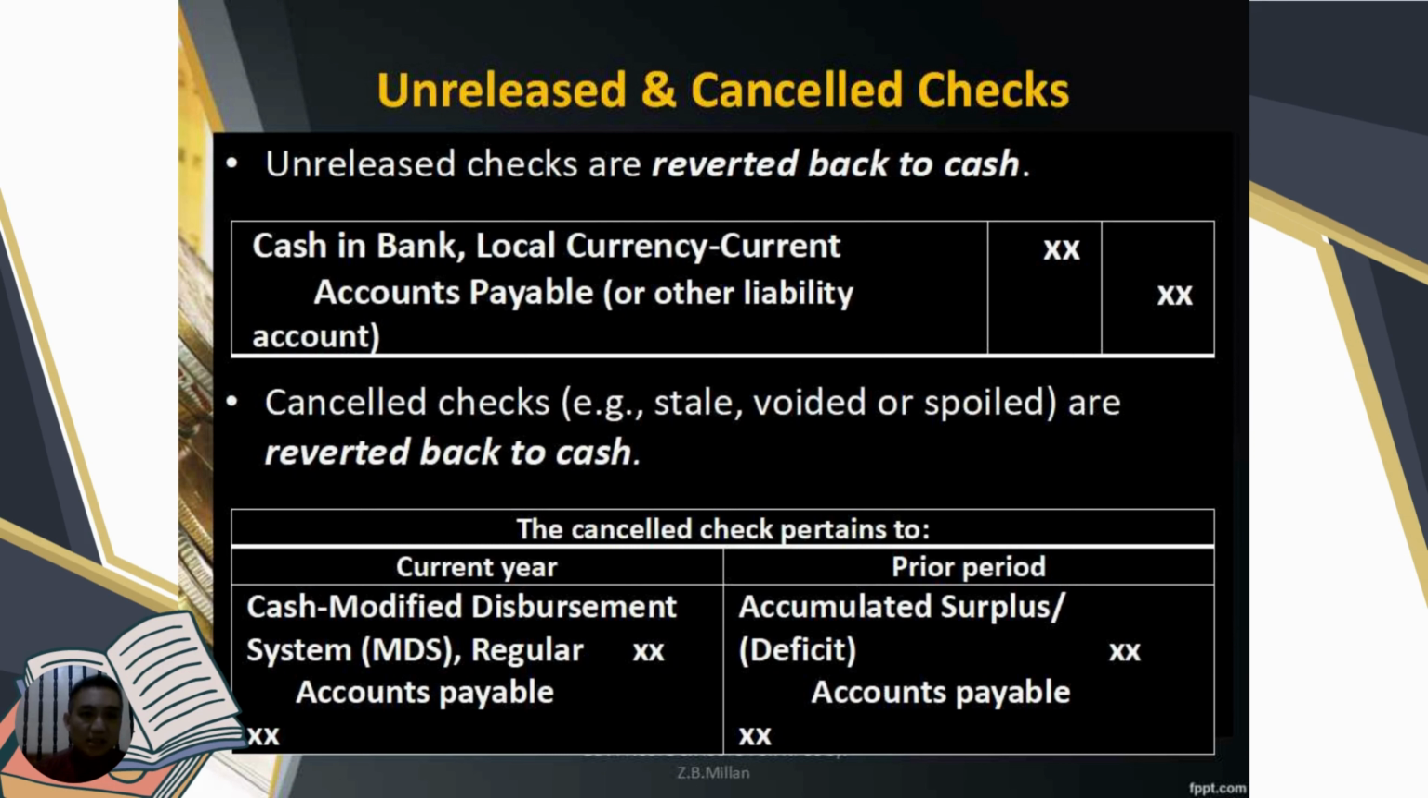Unreleased and canceled checks. So how do we enter that? Debit cash in bank, local currency current; credit accounts payable. So it goes back to payable since those are unreleased and canceled checks. Canceled checks, stale, voided or spoiled, are reverted back to cash. And for prior period: debit accumulated surplus, credit accounts payable.